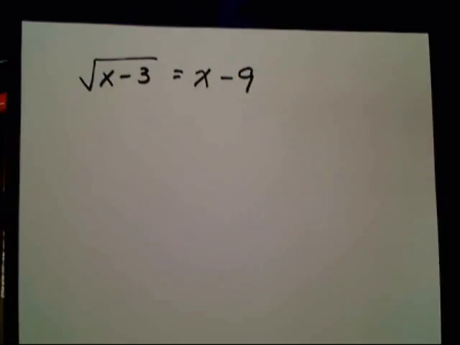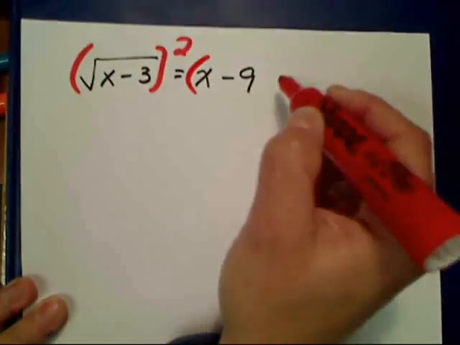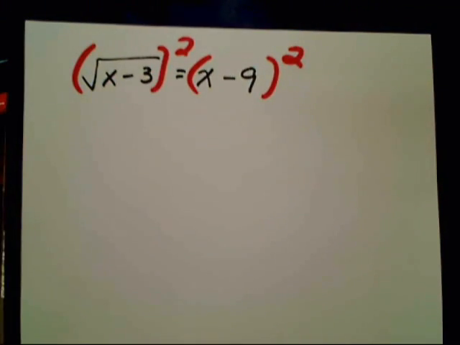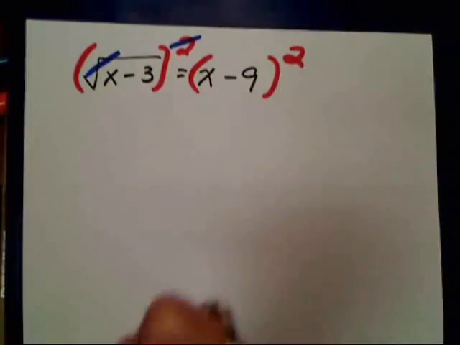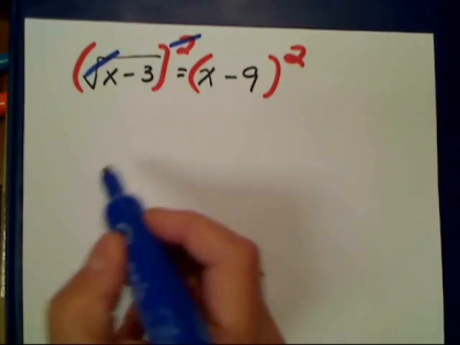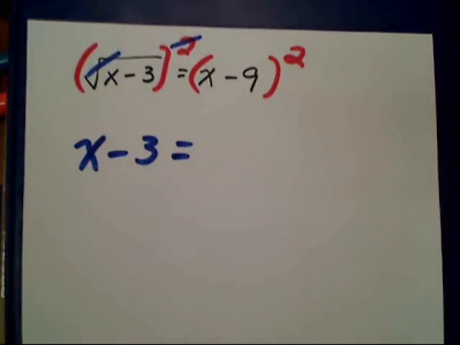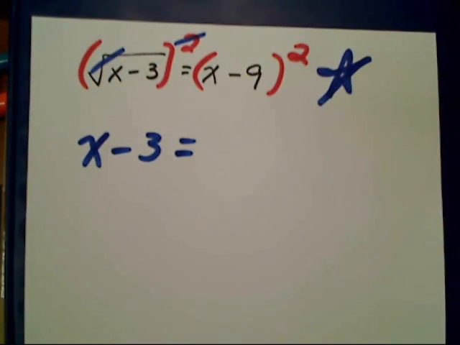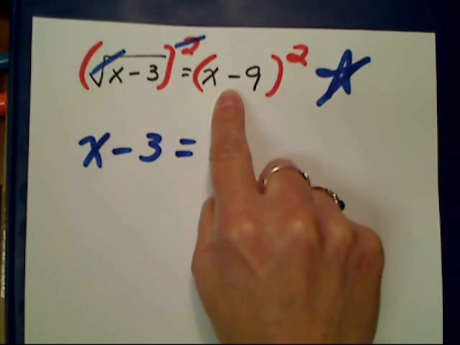Square both sides. So I'm squaring this side, and I'm squaring this side. On the left side, the square and the square root cancel each other, as those are inverse operations, leaving us with just the radicand of x minus 3. On the right side, however, this is the key thing to remember. Very important to remember this. You cannot bring a square inside with addition or subtraction.